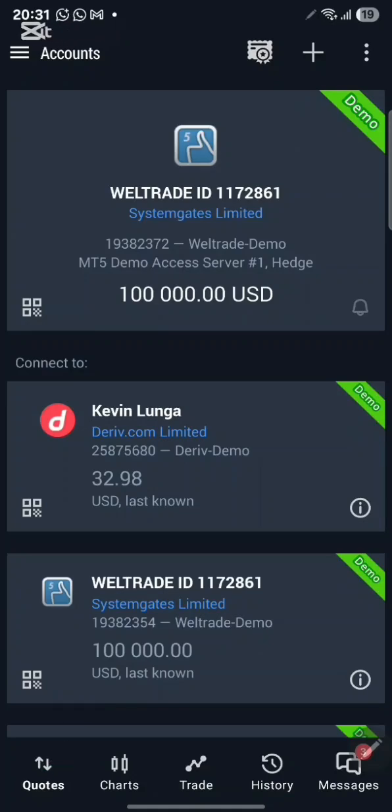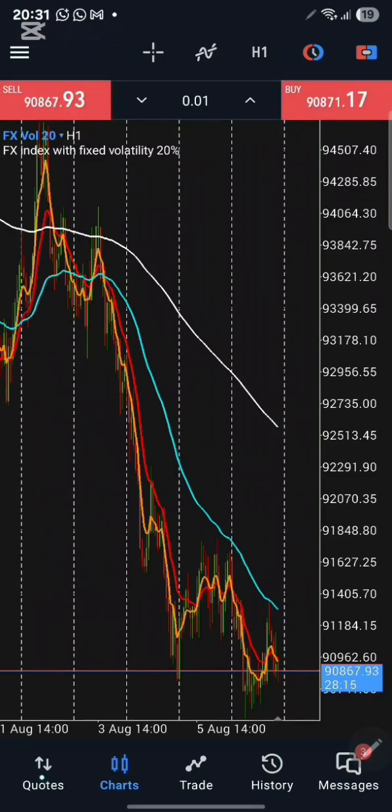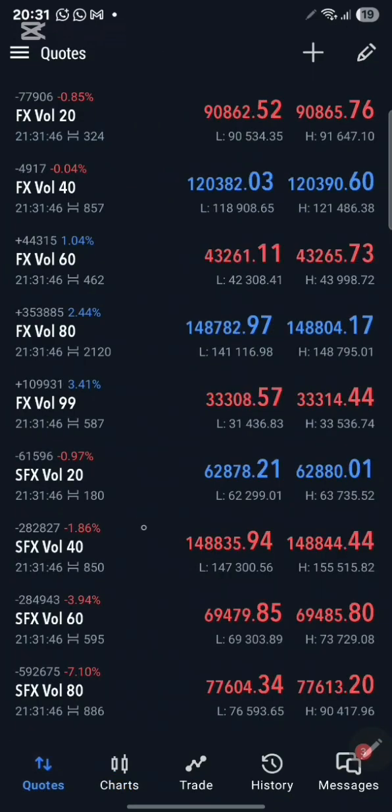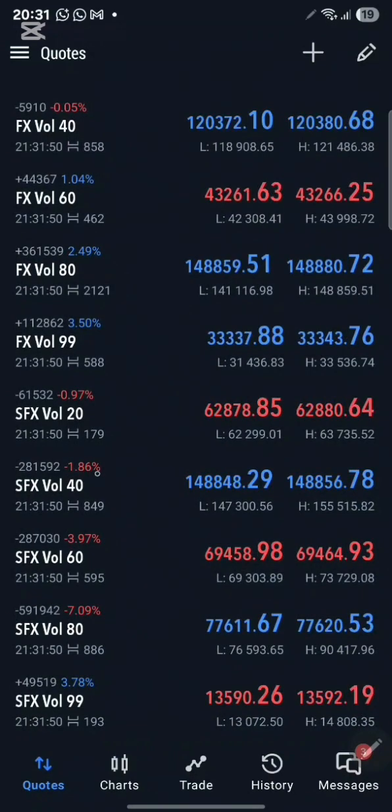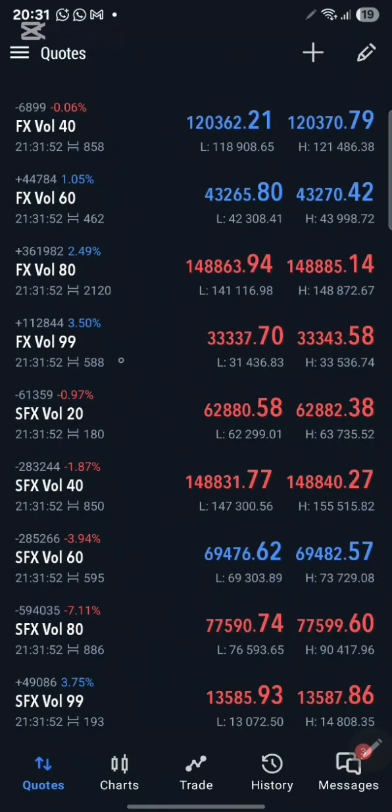Our account is ready now. So this is the demo account and it's ready. If you go on your quotes there, these are your instruments, right? So this is how you're going to place your first trade, right?